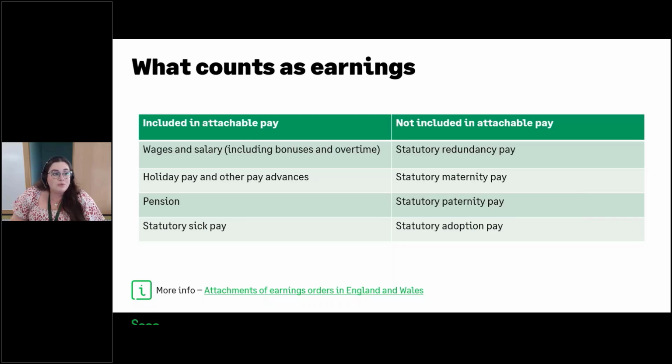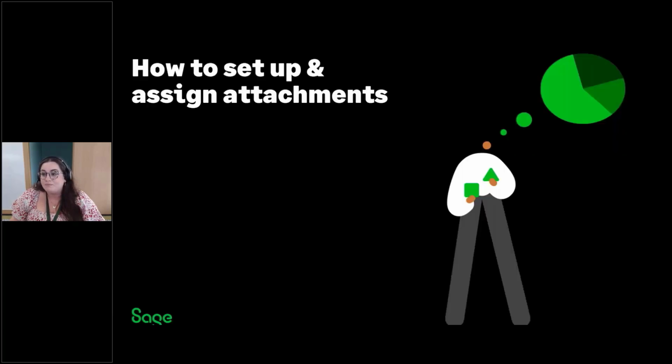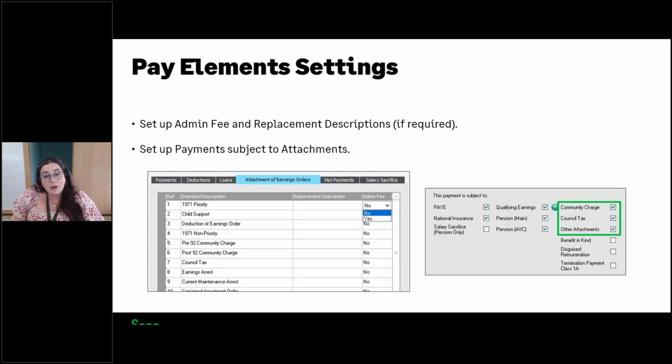But I do want to move on to probably one of the main sections of the webinar now, which is going to be how to set up and assign attachments. So when you actually receive an attachment order for an employee, you'll first of all need to decide whether or not to deduct a £1 admin fee. If you are, there is going to be a drop-down menu against each of the attachment types where you'll be able to select yes or no. So you'll see on that left-hand screenshot there, you do have the option of selecting yes for an admin fee.